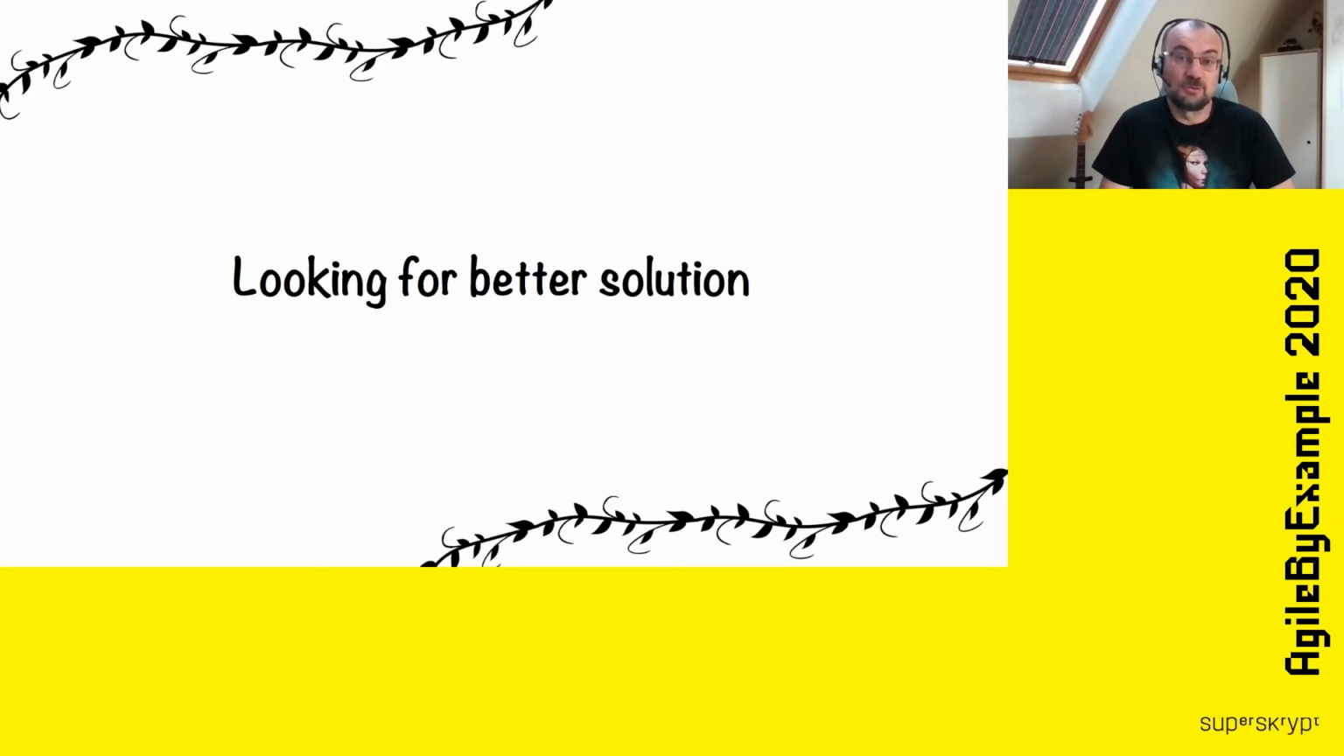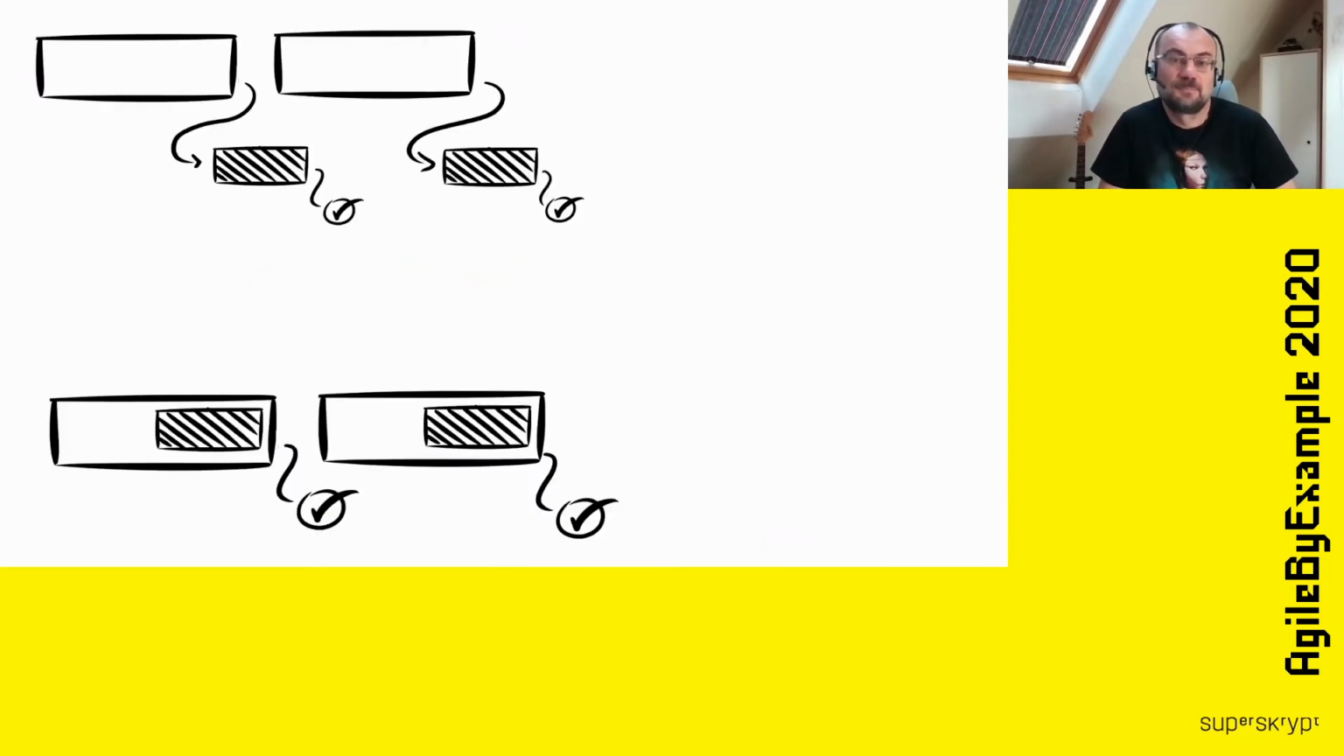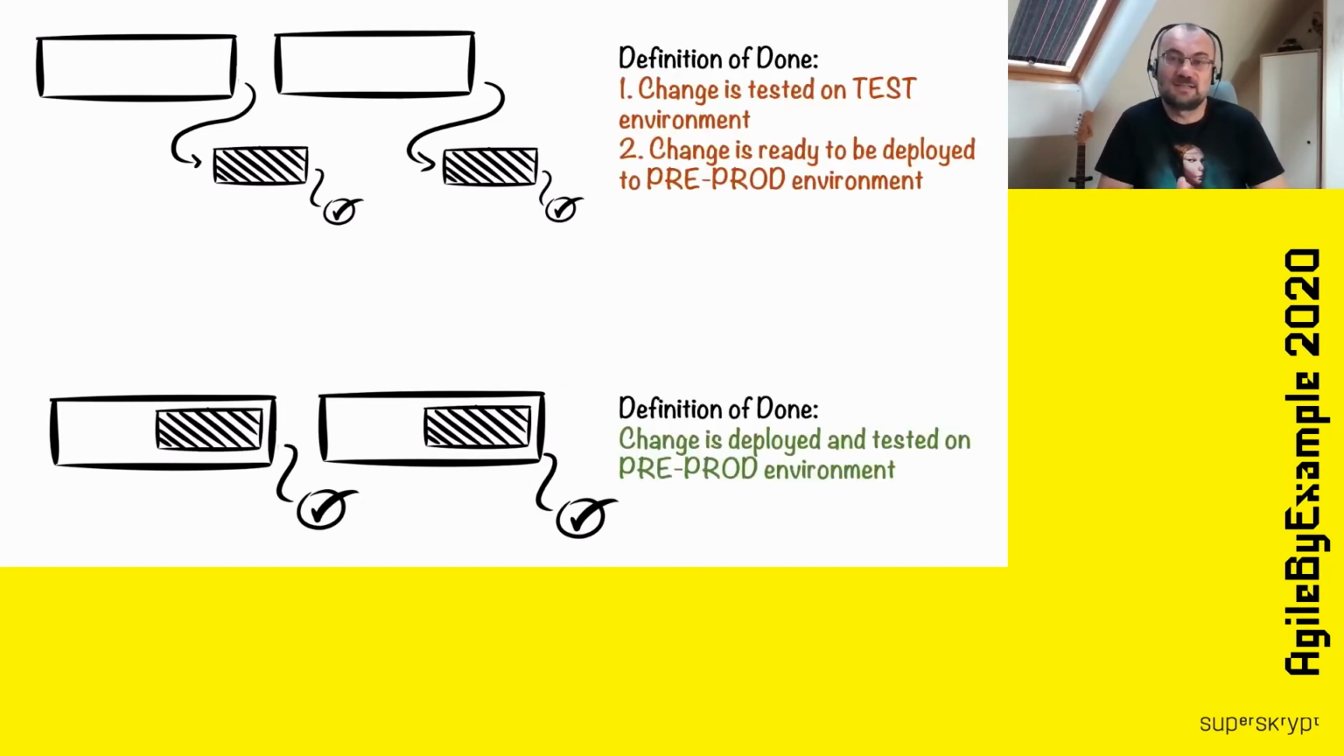So it was so painful that we started to look for better solution. And on paper, the better solution is very simple. You need to take the striped rectangle, you need to take this regression test and put it into the sprint. That's all. So in fact, this is quite simple change in definition of done. You need to write only that at the end of the sprint, the change must be deployed and tested on pre-production, and we have it.